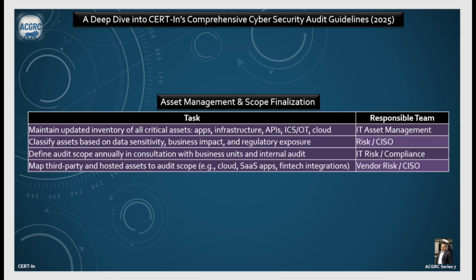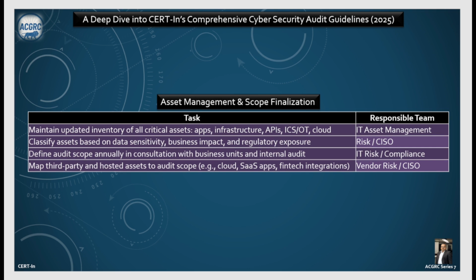The next aspect is asset management and scope finalization. You need to maintain an updated inventory of all critical assets, including your apps, infrastructure, APIs, ICS, OT, cloud. This is a role which should be played by your IT asset management team, so you need to pull them in. Then you need to classify that asset based on your data sensitivity, business impact, and regulatory exposure. This is where your risk team and your CISO would play the role.